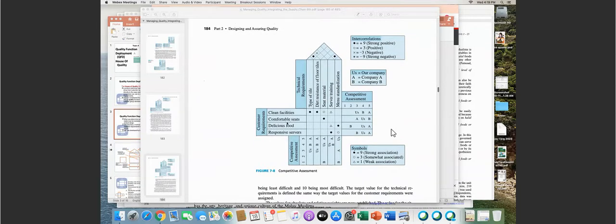When you have a restaurant, you say, okay, the servers are very good, so they will go to A. So if you look at this competitive assessment, which restaurant is the best? A, B, or us? Okay, A, B, or us? If you look at the assessment.